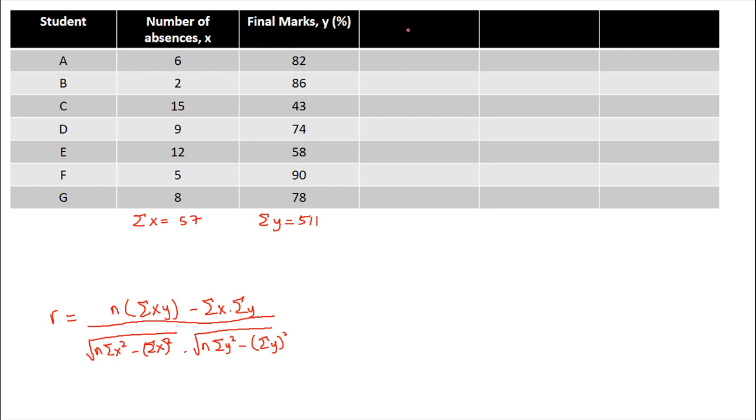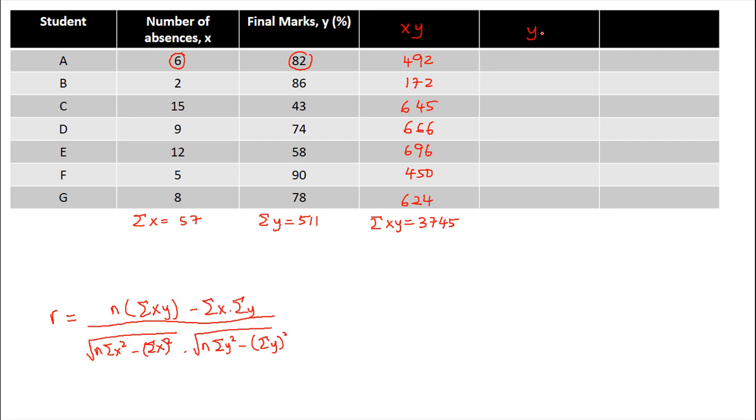So now we need the sum of xy. So for the new column we have to find xy. So x multiplied by y, so 6 multiplied by 82 is 492, and 2 multiplied by 86 is 172. 15 multiplied by 43 is 645. 9 multiplied by 74 is 666. 12 multiplied by 58, 696. 5 multiplied by 90 is 450, and 8 multiplied by 78 is 624. And total up this column, we will get the sum of xy. So the sum of xy is 3745.